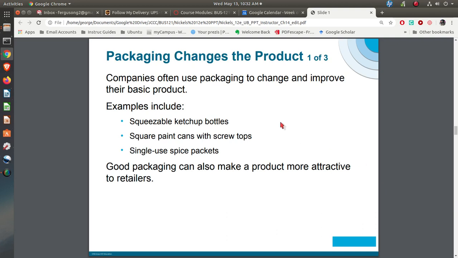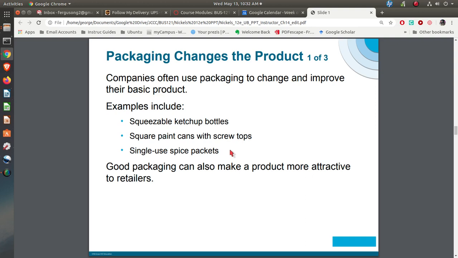Packaging is very important when it comes to how you are differentiating your product from something else. How it looks, how it actually works, really can make a difference as far as whether somebody chooses to buy your product or not. Some of the examples that came out as far as changing the packaging, the squeezable ketchup bottles. Instead of having a glass bottle that you had to turn upside down and shake, you now have something that's squeezable, makes it much easier.